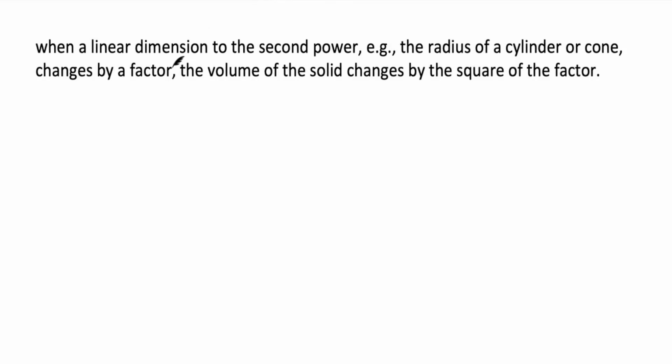So when a linear dimension to the second power, for example, the radius of a cylinder or cone, changes by a factor, the volume of the solid changes by the square of that factor. This is something that you need to remember.